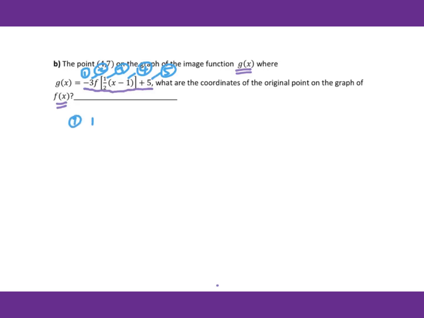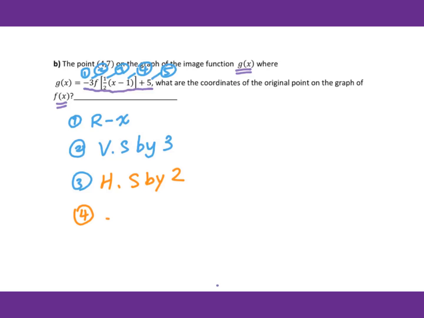First step, reflect across the x-axis. Second step, vertically stretch by factor of 3. Third step, remember inside is a layer, so horizontally stretch by factor of 2. For number 4, go to the right 1 unit. Then 5, go up 5 units.